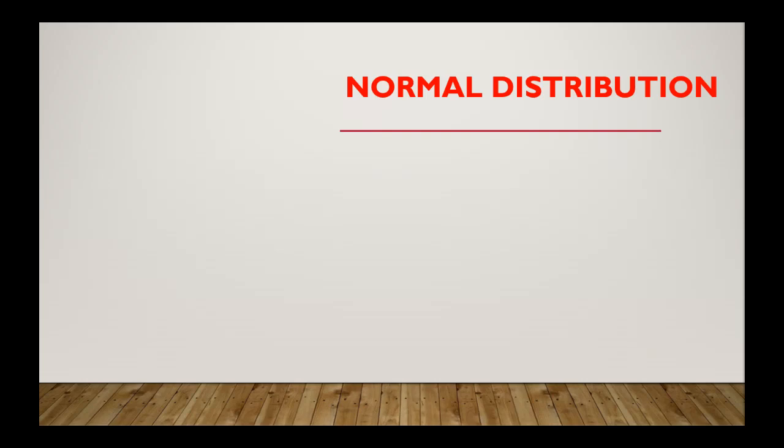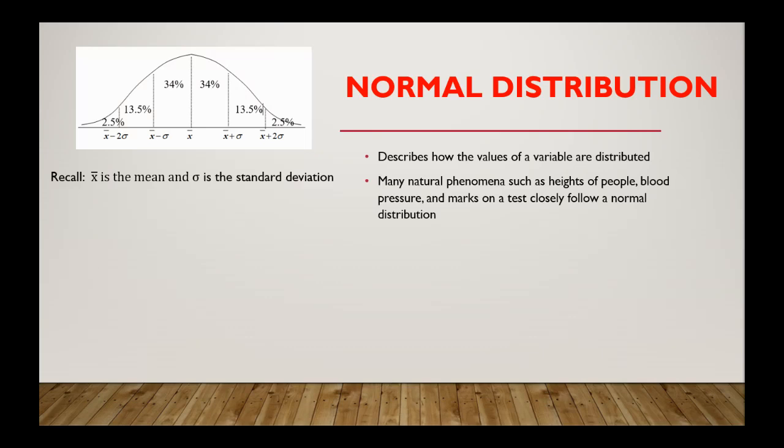The last concept we're going to be talking about today is something called the normal distribution. It's going to describe how the values of a variable are distributed. So on the left is actually the graph of a normal distribution. And one of the things you'll notice is that the mean is the value that's right in the middle. X bar is my mean. And the standard deviation is used to label, to mark these intervals. And so with a normal distribution, what you're going to notice is that a majority of the data will lie close to the mean.